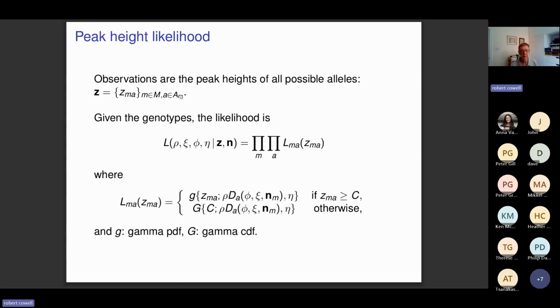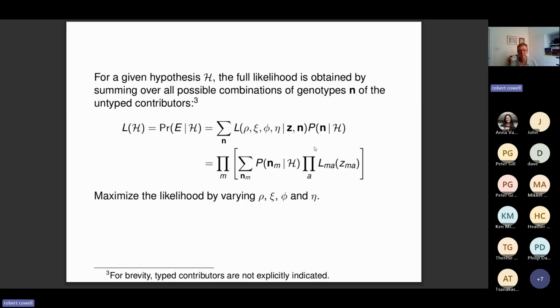So our Zs are the observations, as said, all possible peak heights of all allele variants of the alleles over all the markers. Each term here is going to be either calculated from the gamma density or the cumulative distribution function, depending on the value of that particular peak of that allele. Now, to get the overall likelihood, we need to average this using the probability distribution of the untyped contributors. So we form this sum here. So n here represents all of the untyped contributors. For brevity, I'm not indicating any typed contributors here, to make the formula simple.